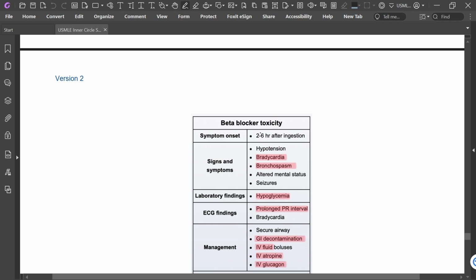Symptom onset is 2 to 6 hours after ingestion. Signs and symptoms: there may be hypotension, bradycardia, bronchospasm, altered mental status, and seizures. On labs, there may be hypoglycemia.